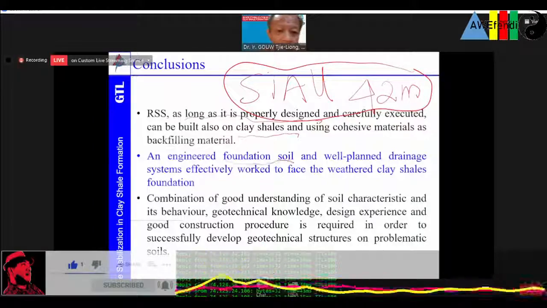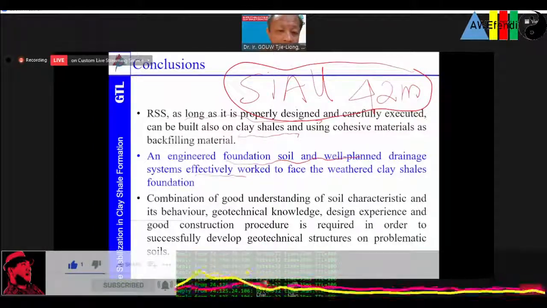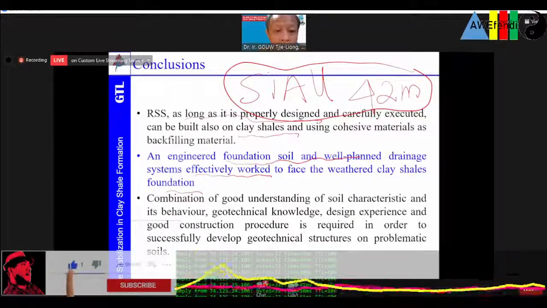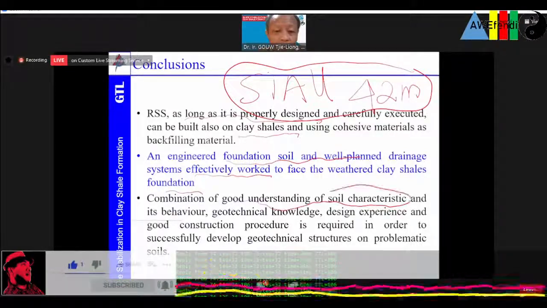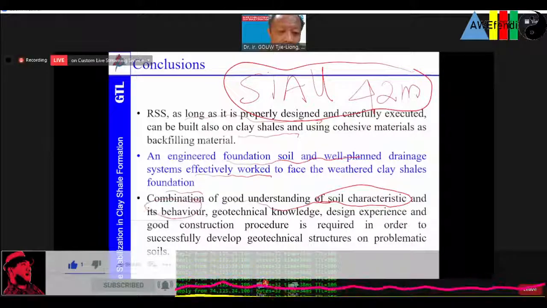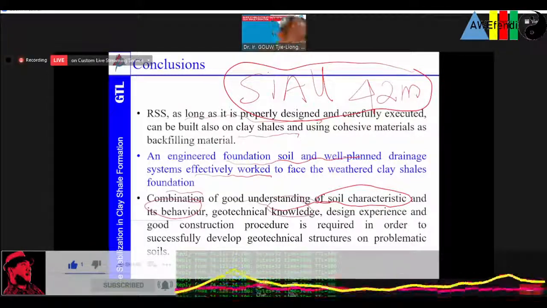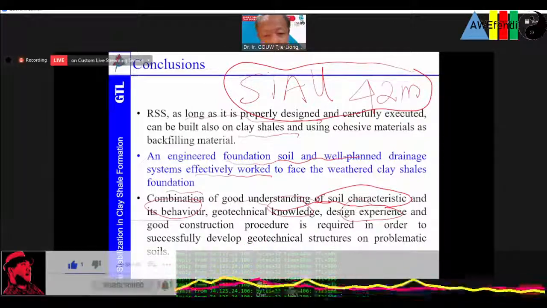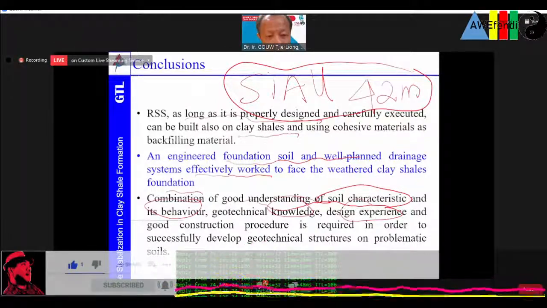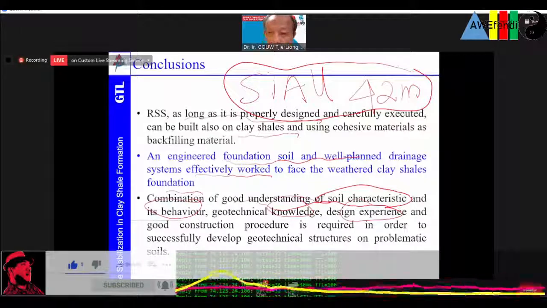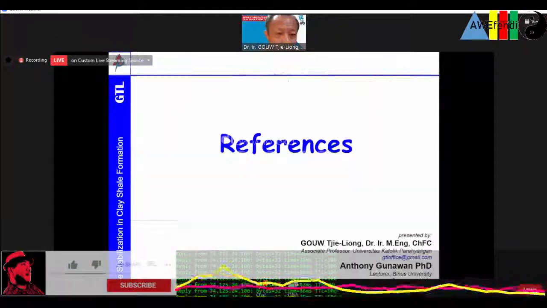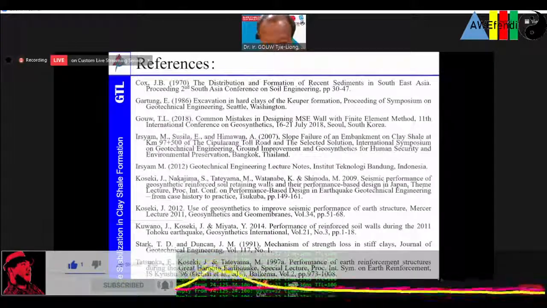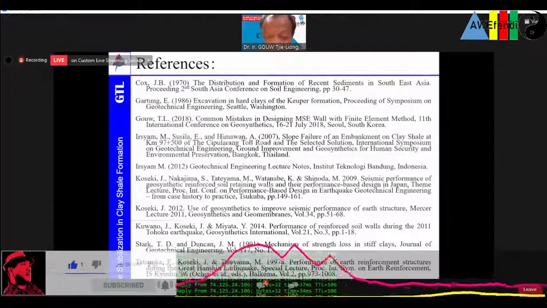Engineered foundation soil and a well-planned drainage system work effectively to face the weathered clay shale foundation. A combination of good understanding of soil characteristics and behavior, geotechnical knowledge, design experience, and good construction procedure is required to successfully develop a geotechnical structure on problematic soils. These are the references that I used during the design and the write-up of this.